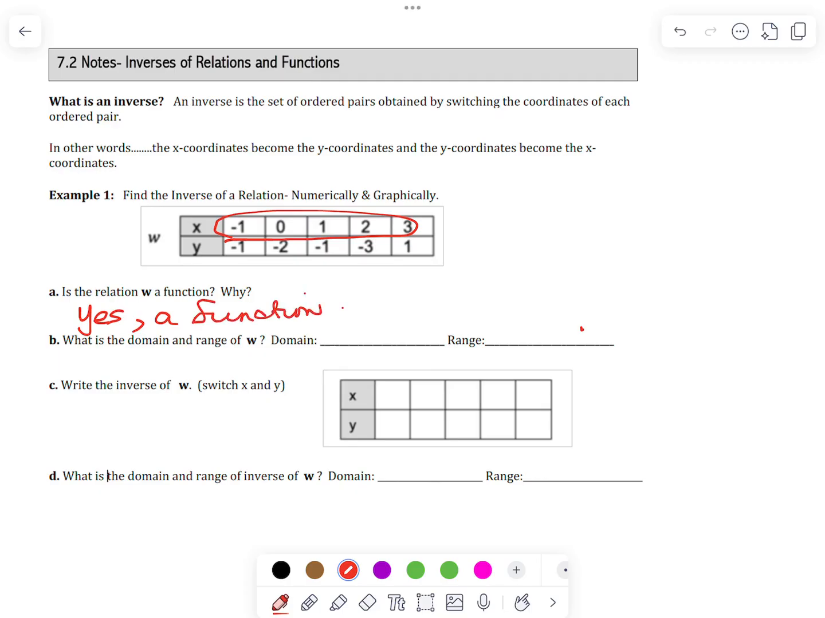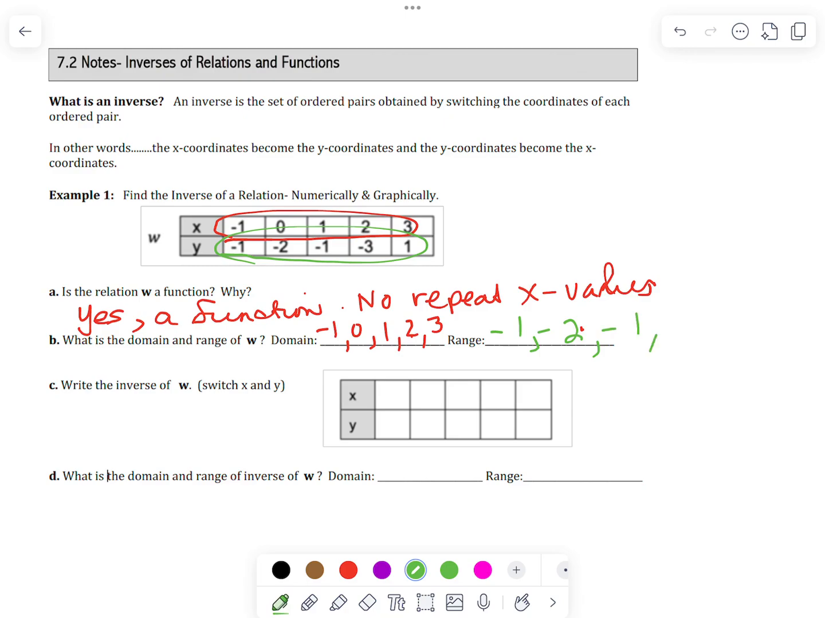And the reason why is there are no repeat x values. Then when we list out the domain values: -1, 0, 1, 2, and 3. Then we have our range, our y values. We list those out: -1, -2, -1, -3, and 1.